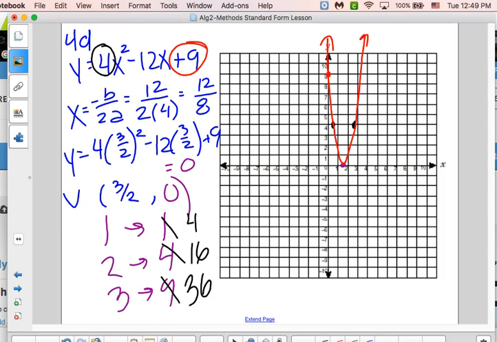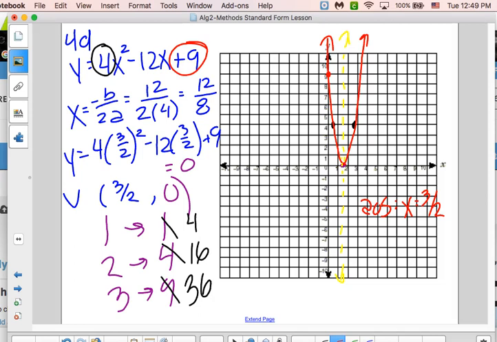So the only difference today is how you find the vertex. Yesterday you could just look at it and know. Today you have to do some math. It asks you to label some stuff. Where's the axis of symmetry? X equals 3/2.